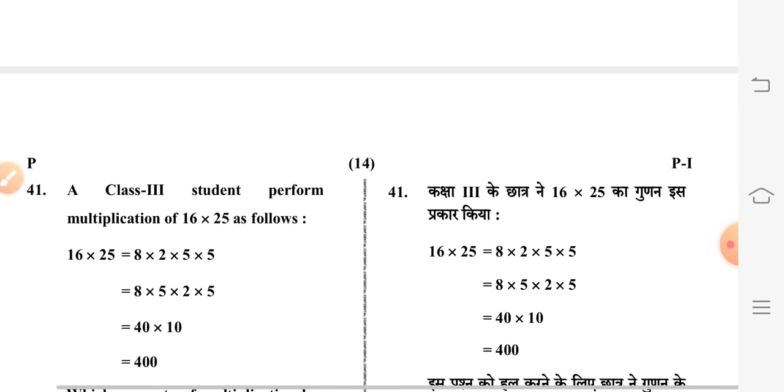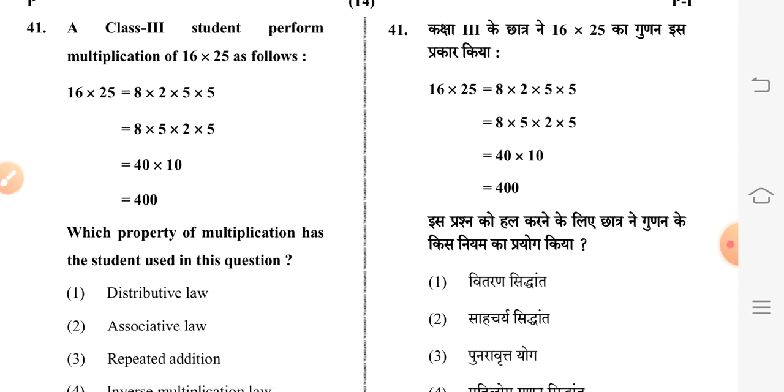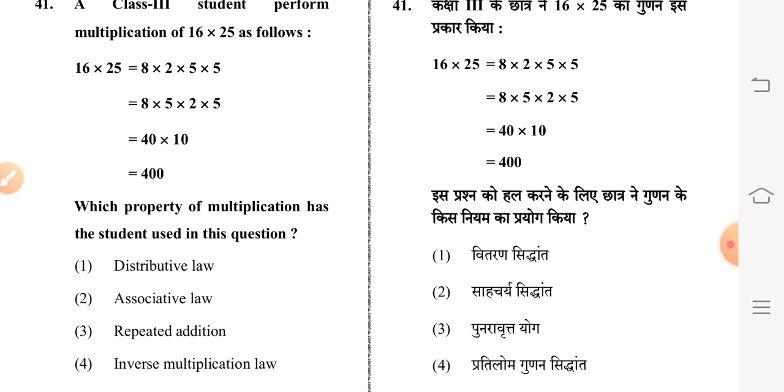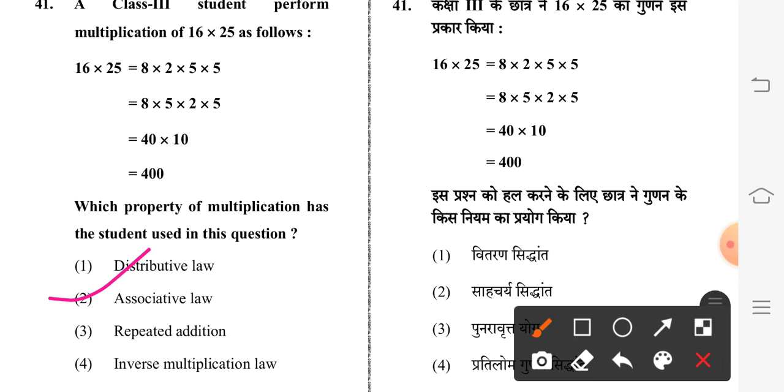Next question. Question number 41. A class third student performs multiplication of 16 into 27 as follows. And which property of multiplication has the student used in this question? See the question and which property used here. Second option is correct, associative law.